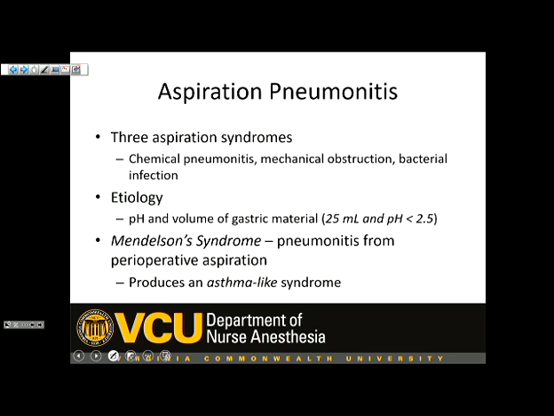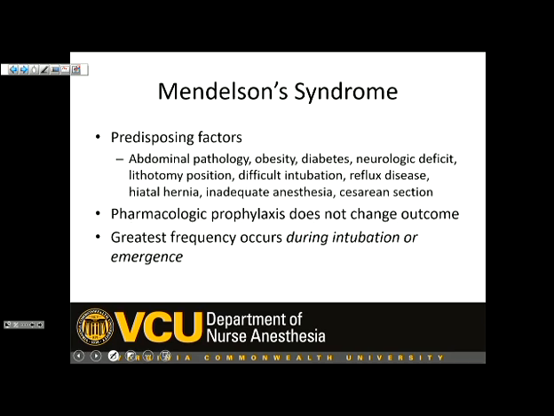Pneumonitis from perioperative aspiration is often called Mendelson syndrome. That's just a classic thing to know. Mendelson syndrome: pneumonitis associated with a perioperative aspiration. Again, what happens to the lungs? They start to go, what in the heck? And they get this sort of bronchospastic reaction. So we will see that happen in the acute phase.